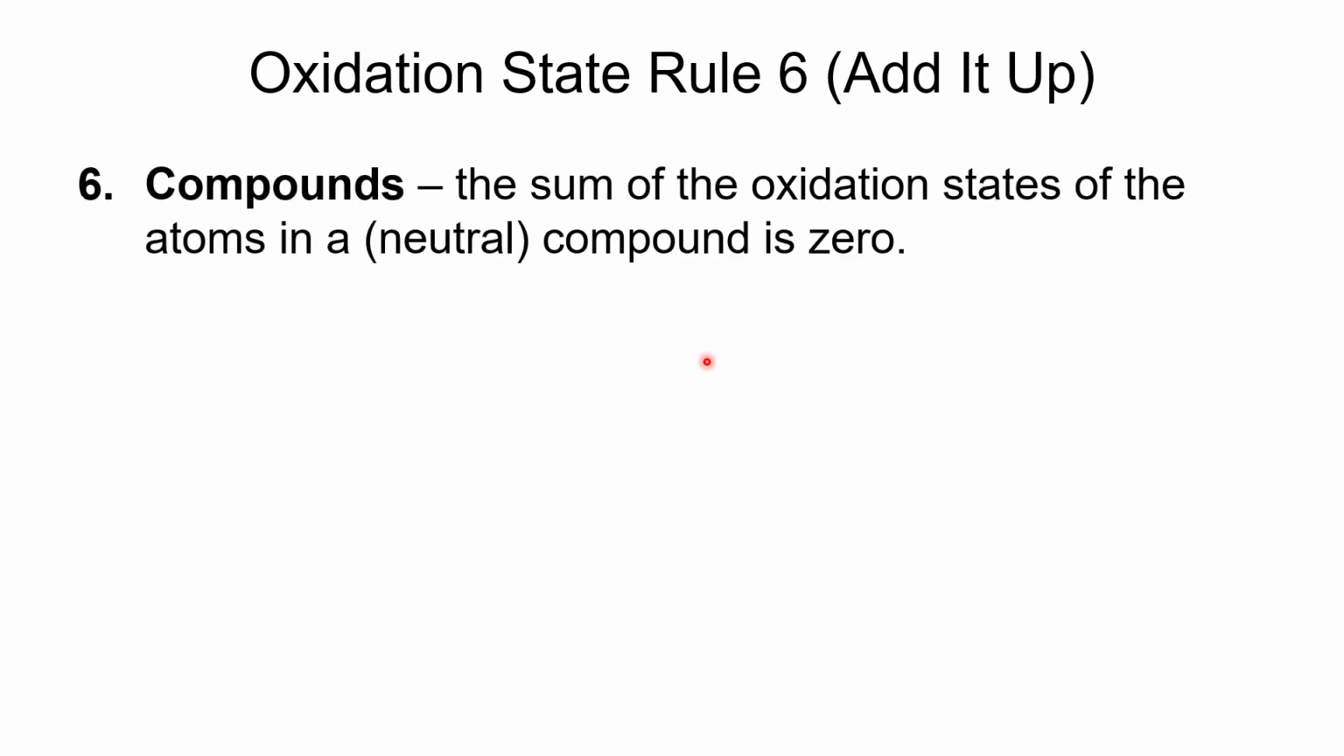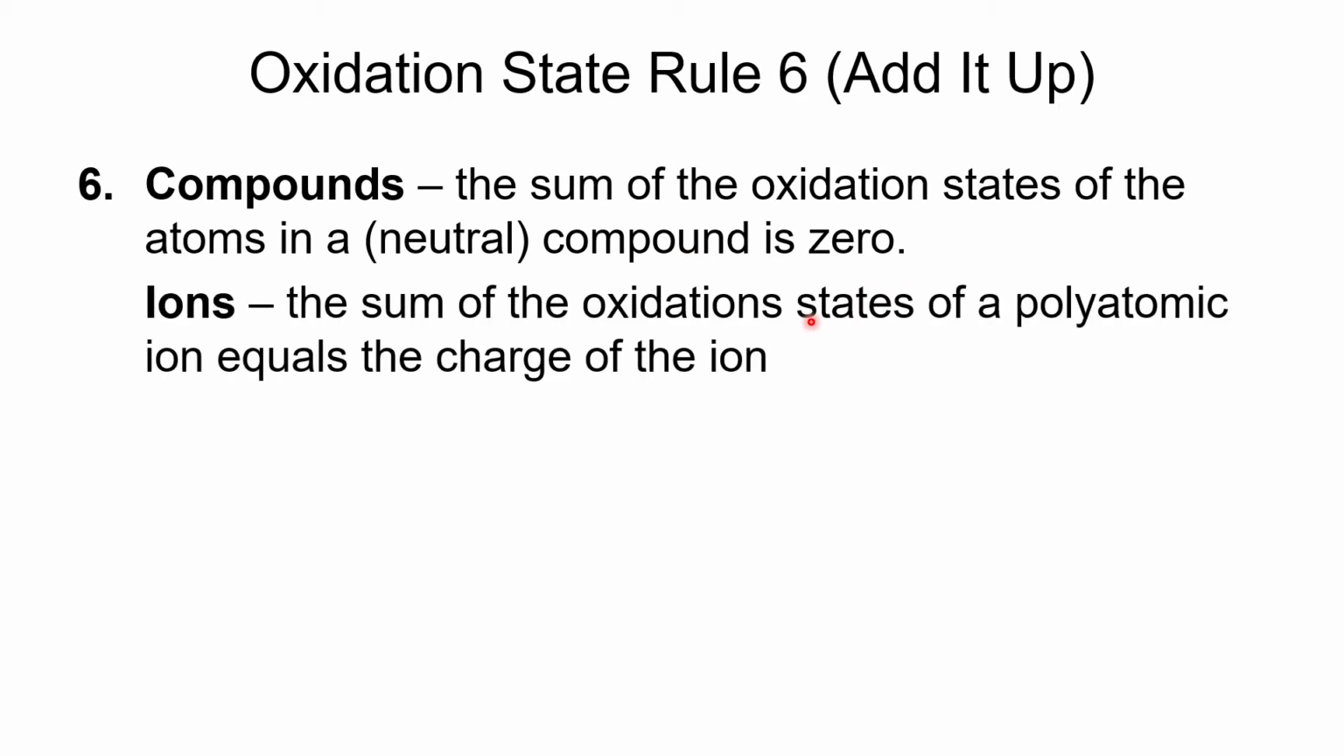All right. And then rule 6, I like to call rule 6 "added up." What that means is if you've got a neutral compound, then the sum of all the oxidation states in that neutral compound comes out to 0. If you've got a polyatomic ion, then the sum of all the oxidation states in the polyatomic ion equals the charge on the ion.